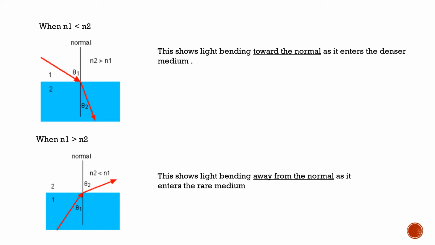And in the second picture, we can see the light ray goes from a higher index of refraction medium to a lower index of refraction medium. Therefore, the light ray bends away from the normal. It's like the light ray goes from water to the air.